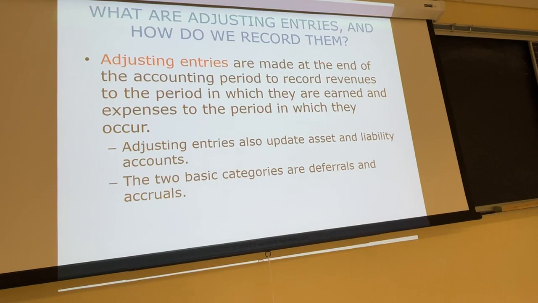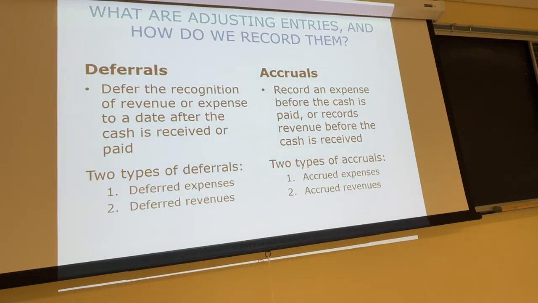The adjusting journal entries, as I was just suggesting, are to make sure that revenues are recorded in the period in which they are earned, and expenses are recorded in the period in which they occur. There are really 4 types of adjusting journal entries, and we'll look at one or more examples of each one of these 4 types of adjusting journal entries.